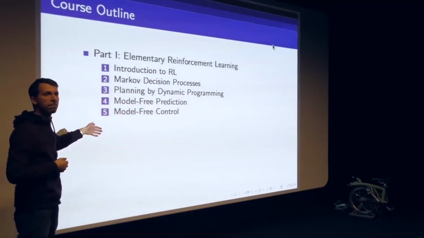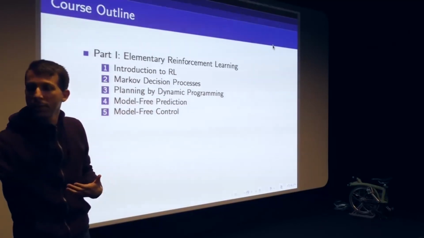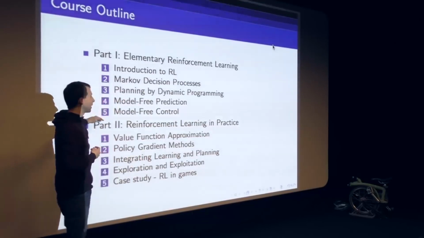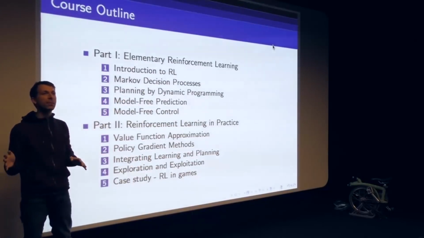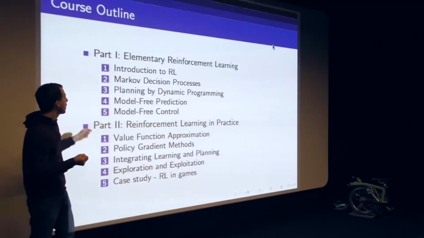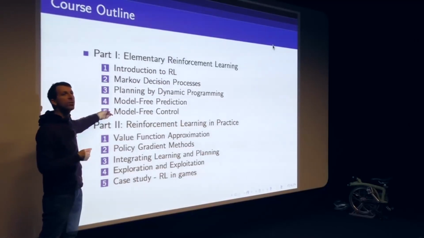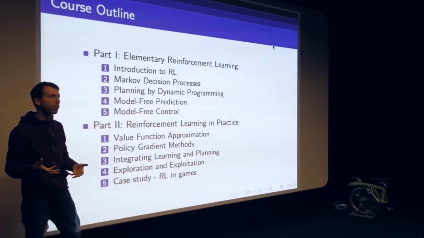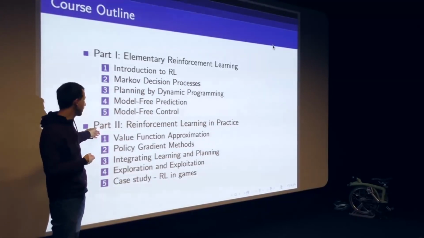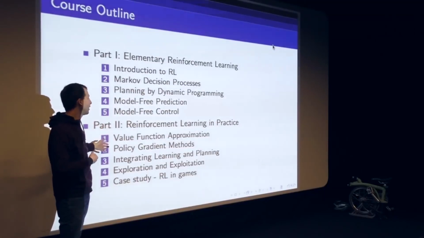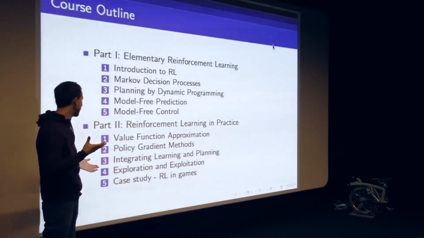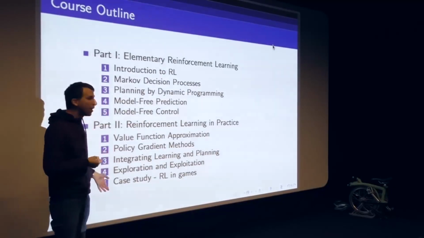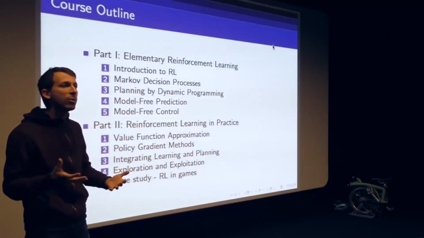prediction and then control. In the second part of the course, we'll look at how to scale up. At the end of the first part, you won't really be able to go off and solve interesting problems. You shouldn't have that expectation. But all of the ideas we'll learn here do scale up, and in the second part we'll understand how they scale up and apply to more interesting problems by using value function approximation, policy gradient methods, integrating learning and planning using more sophisticated approaches, and solving the exploration-exploitation problem. And that's where things will become interesting.